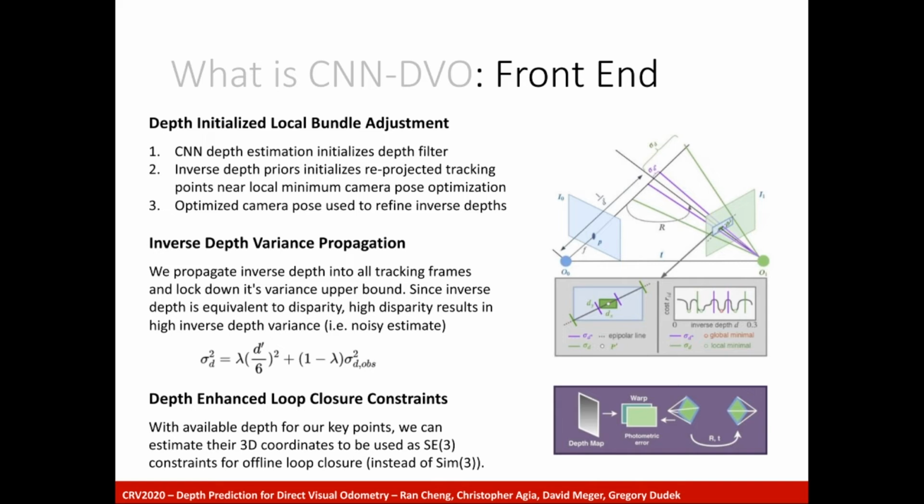We also incorporate an inverse depth variance propagation, which defines the bounds of the search along the epipolar line, which is displayed in the upper right figure. Noisy depth estimates result in high variance, and in addition, we include an observational variance term that accounts for when the local image gradient is in the direction of the camera motion.